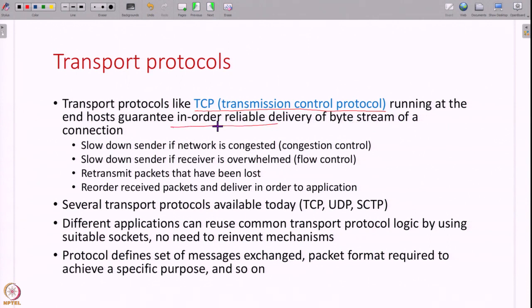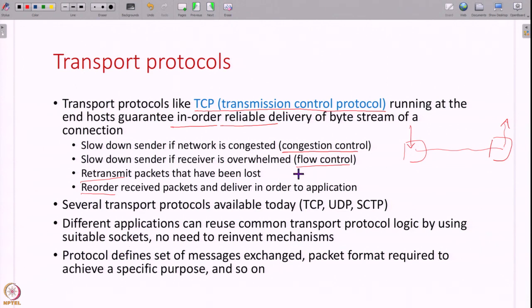For example, the logic running at the end host will slow down the sender if you find that the network is congested. That is called congestion control. Slowing down the sender if the receiver is too slow is called flow control. If some packet has been lost, because some router dropped it, you will retransmit that packet. If packets have been jumbled up in the network, you will reorder them and give them to the application in the correct order. When you write into a socket, you will read on the other end from the socket in order, not some jumbled up garbled stream.